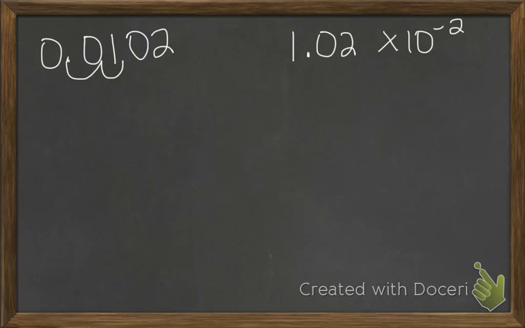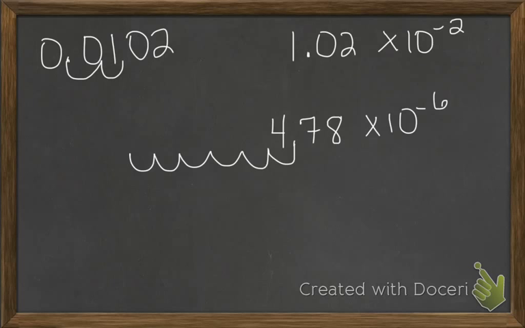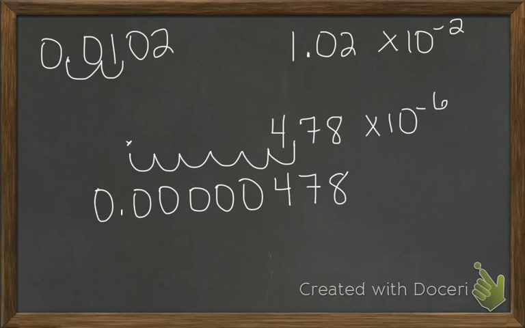Likewise, if I said 4.78 times 10 to the minus 6, can you take that number out of scientific notation and write it in its decimal form? Well, the negative 6 tells me I have to take this decimal and move it 6 places. 1, 2, 3, 4, 5, 6. And so I'm going to put that decimal here, so that number would be 1, 2, 3, 4, 5. That would be that number in scientific notation.